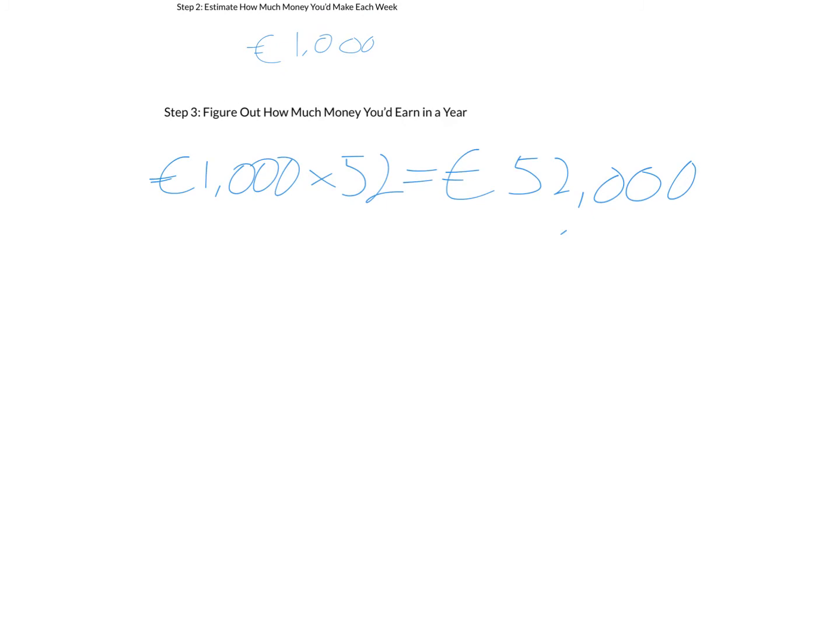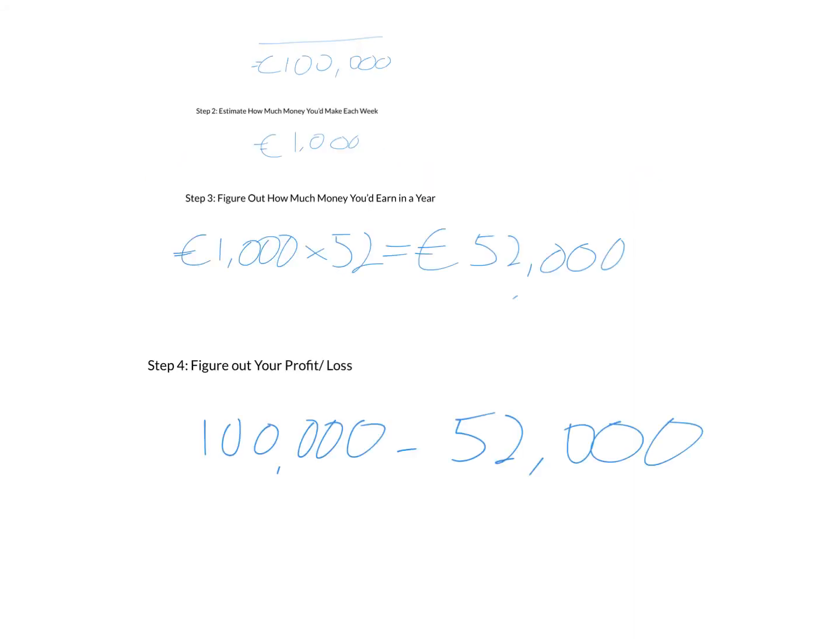The next step that we're going to look at is figuring out how much of a profit or loss you would have made in that year then. So to figure out a profit or loss, what we do is we find the difference between the amount of money that we spent and the amount of money we made. So in this case, we spent 100,000 euros and we made 52,000 euros. So we'll find the difference between them. That is 48,000 euros. Now in this case, we spent more money than we made. So that would be a 48,000 euros loss, unfortunately.